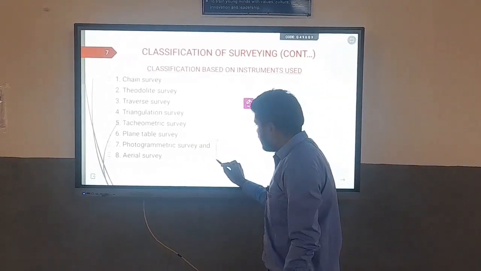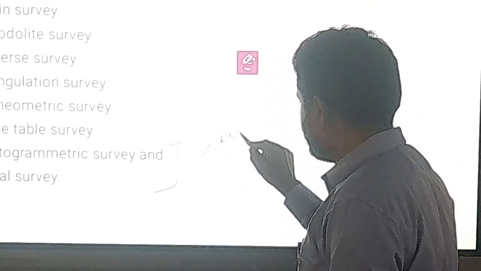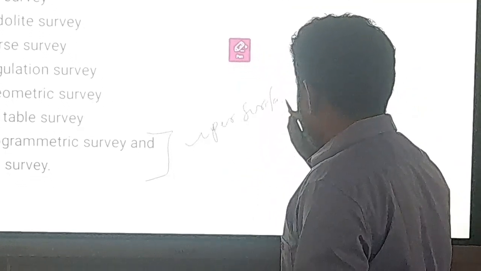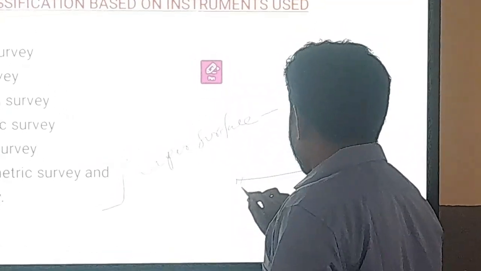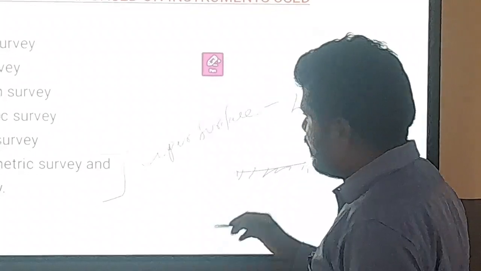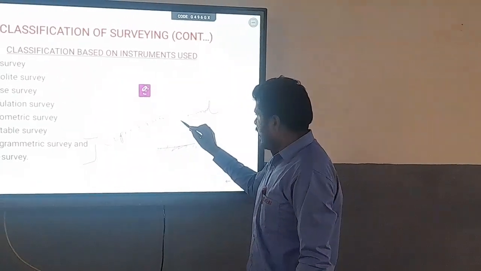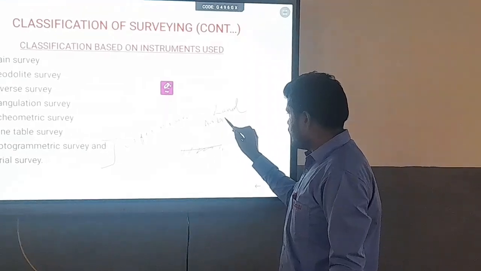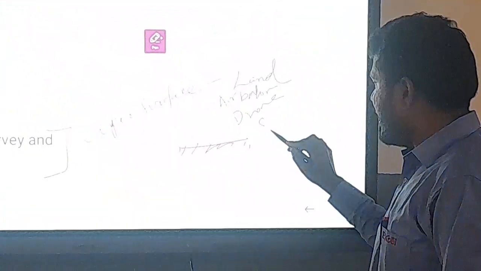In photographic and aerial surveying, we take the survey from the upper surface of the land. For example, if you have the land surfaces here, we are taking the survey from the top of the land, for example, by using air balloons, drones, or satellites.